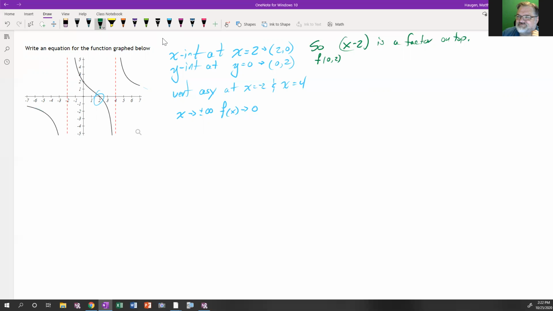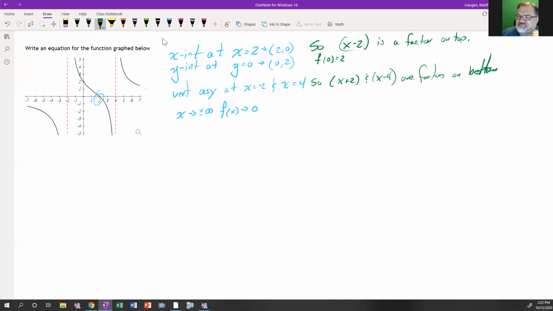Sorry, let me write that better. Our function, when we evaluate it at 0, we better get 2. Hopefully that'll just happen naturally, but it is something we have to make sure happens. Vertical asymptotes happen at zeros of the denominator. So x plus 2 and x minus 4 are factors on the bottom, in the denominator, and not factors of the numerator.